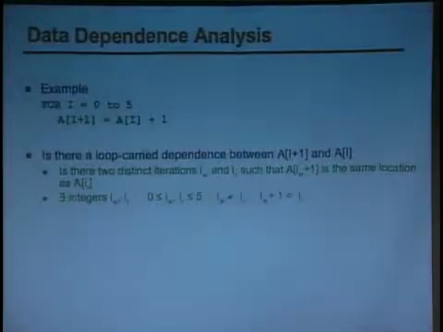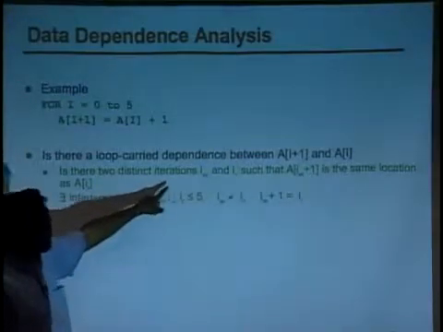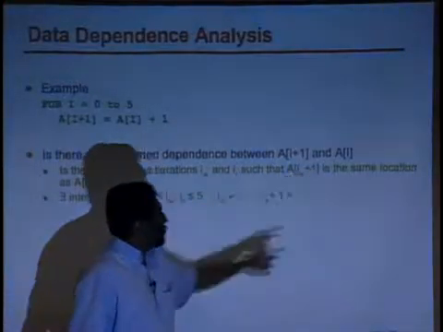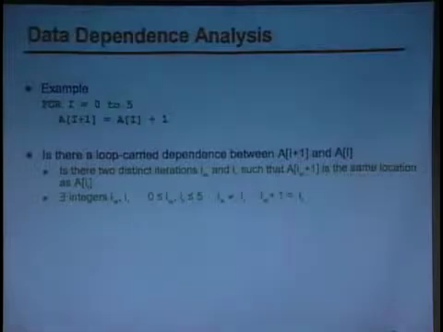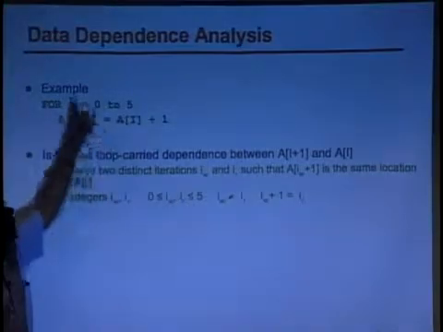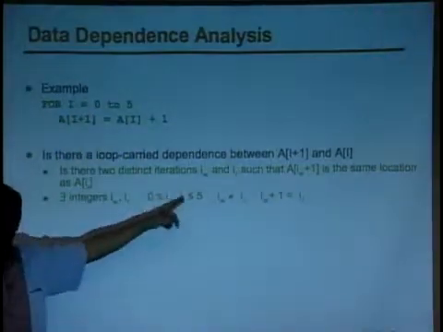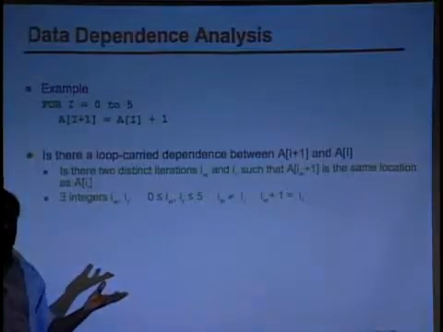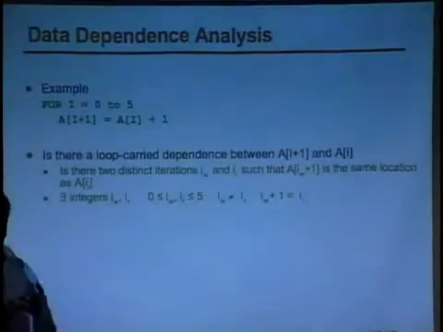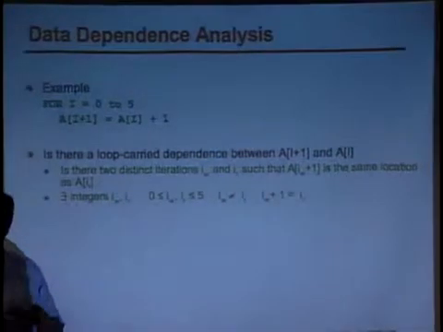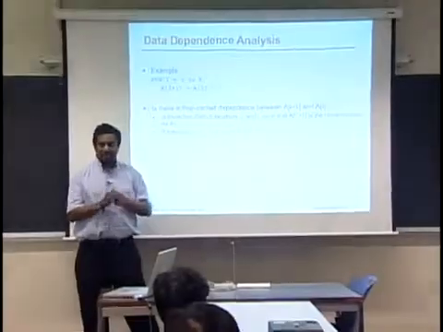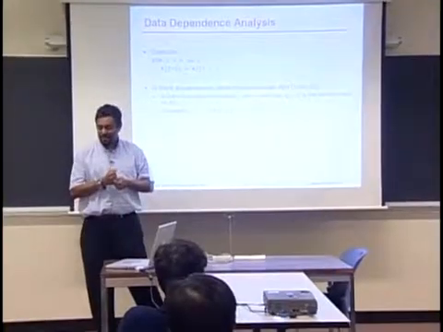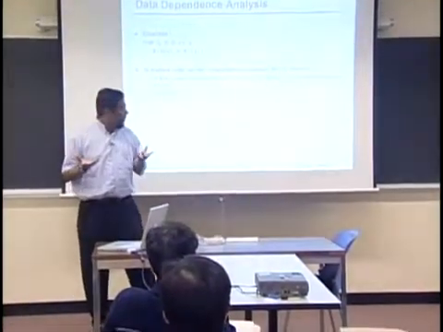Okay, one iteration writes the value, one iteration reads the value. So the write iteration writes A[IW + 1], and the read iteration reads A[IR]. We know both read and write have to be within loop bounds, because we can't be outside loop bounds. And for a loop carried dependence, the read and write can't be in the same iteration. If they are in the same iteration, I don't have a loop carried dependence. I am looking for loop carried dependence at this point.